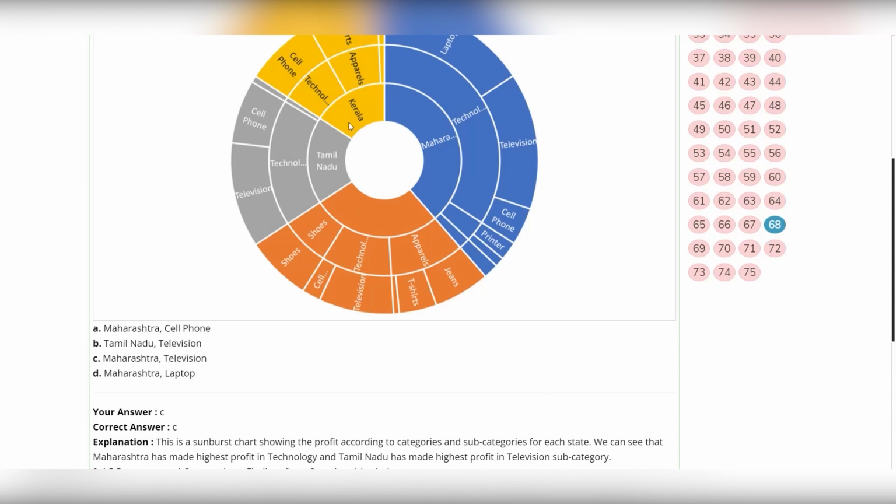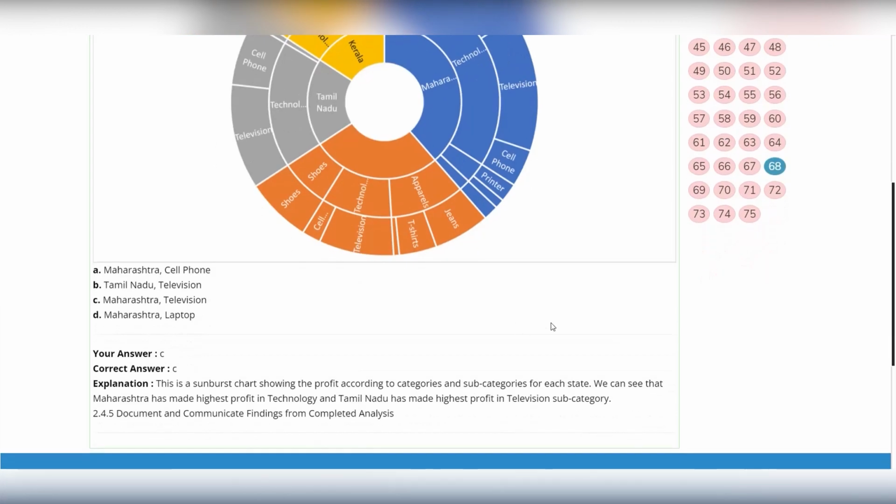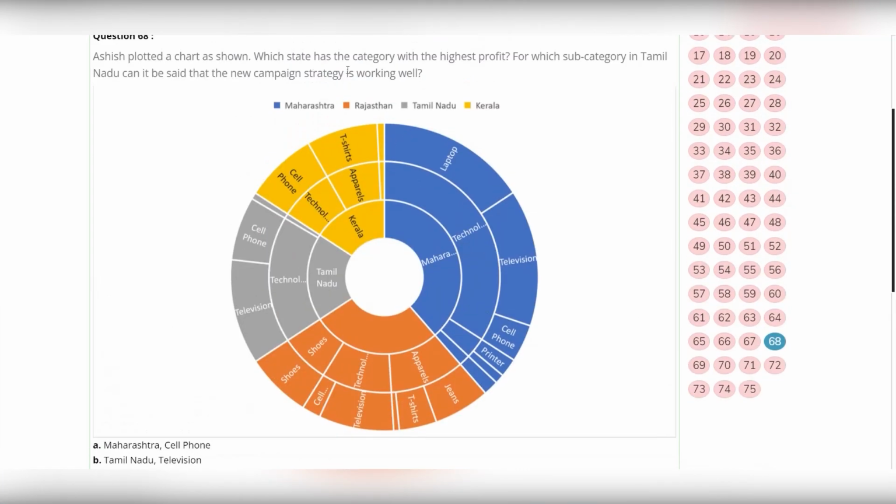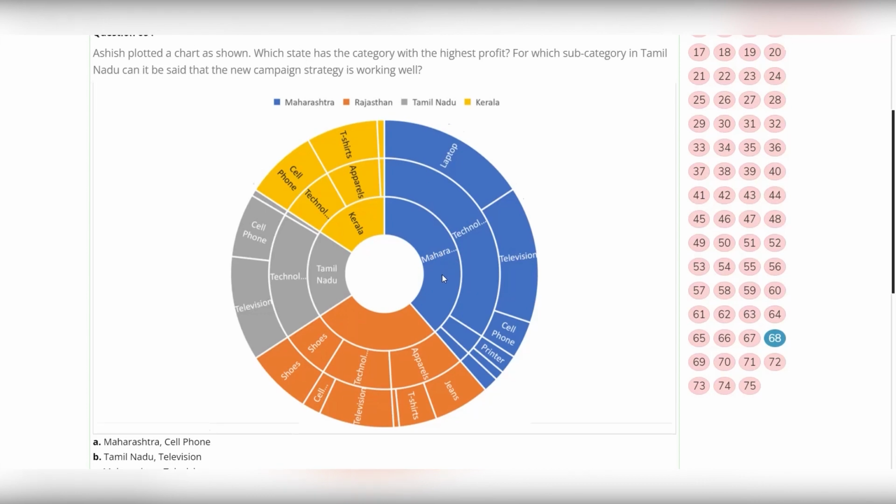So basically, this is a sunburst chart showing the profit according to categories and subcategories for each state. So here we can see this innermost circle is for states. The second circle outside this is for categories, and the last circle outside is subcategories, right? So our first question is, which state has the category with the highest profit? So category meaning we will take a look at the second circle, right? So out of all these categories, we can see that Maharashtra technology has the highest profit, right? So the question is which state? So Maharashtra is going to be our first answer.